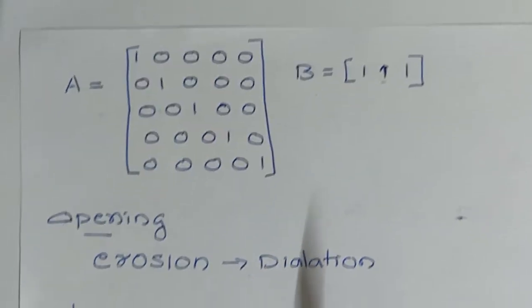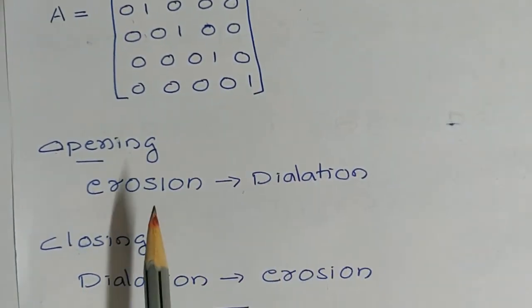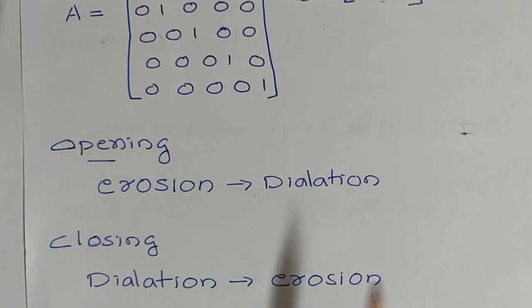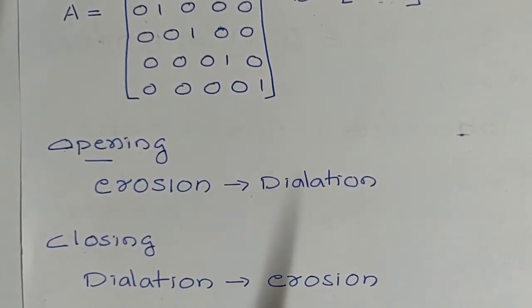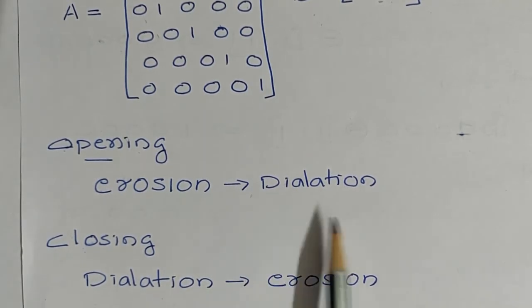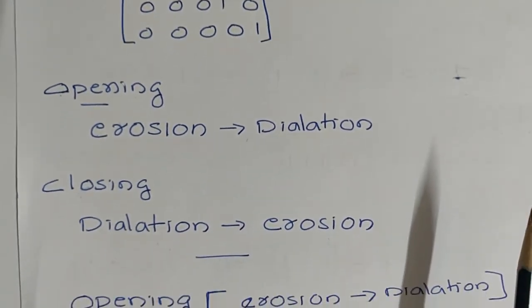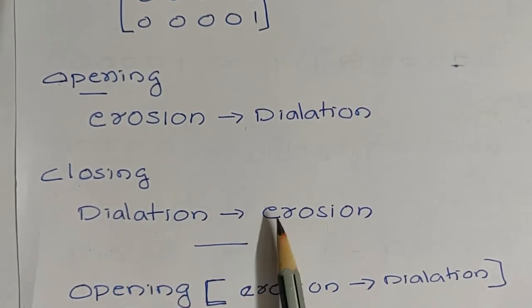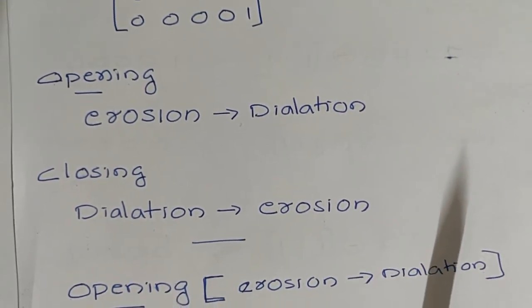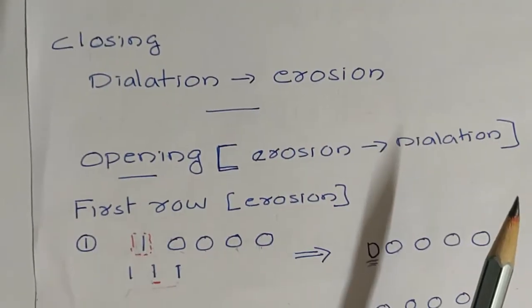First of all, we are doing opening. Then how to do opening? For opening, we will first do the erosion operation, followed by the dilation operation. In case of closing, we will first do the dilation operation and then the erosion operation. Okay, we can see how to do the opening operation.